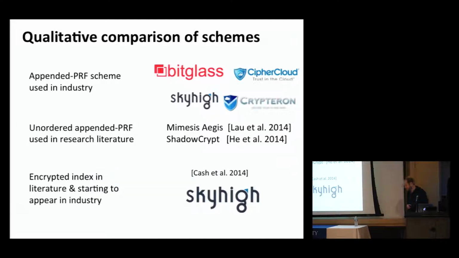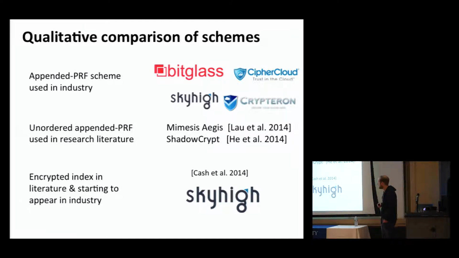The reason I picked these out is that they are actually in use in a variety of places. So this appended PRF scheme, which is perhaps the simplest you can imagine, is something that many companies are using. For example, in settings where you have a company that does encryption on behalf of enterprises before their enterprise data gets uploaded to a cloud service. So these companies like BitGlass and CipherCloud and SkyHigh, et cetera.